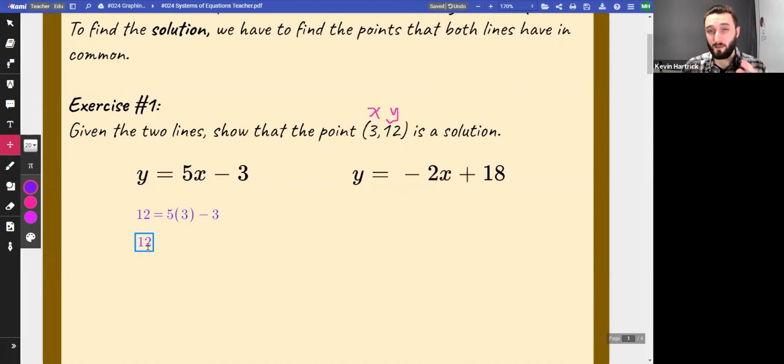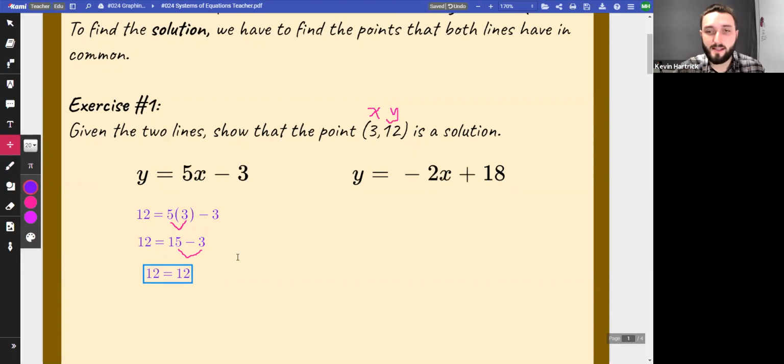An equal sign means both sides are the same, right? So I have to simplify this right side to make sure that it ends up being 12, because the left side is 12, okay? So first thing I'm going to do is this multiplication here, because we're just going to follow order of operations. Multiplication happens before subtraction, okay? So 5 times 3 is 15. And then I still have my 3. So last step here is the subtraction, and we know we're going to end up getting 12, okay?